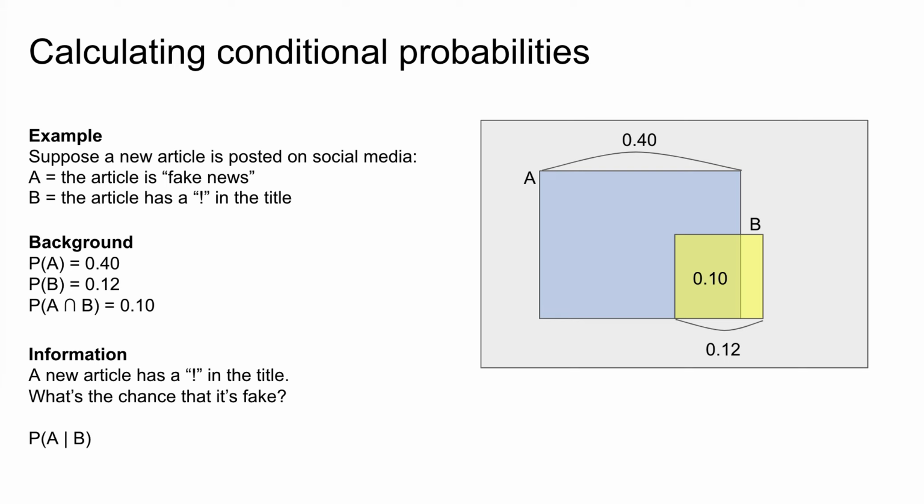Now, suppose that a new article is posted and you notice that it has an exclamation point in the title. Given this information, what's the chance that the article is fake? That is, what's the conditional probability of event A given information B? I encourage you to pause and try to calculate this probability before moving on.